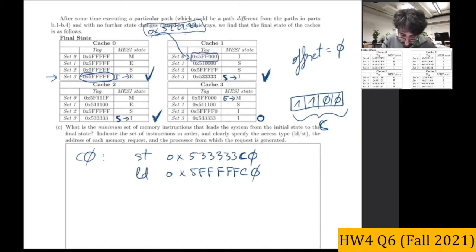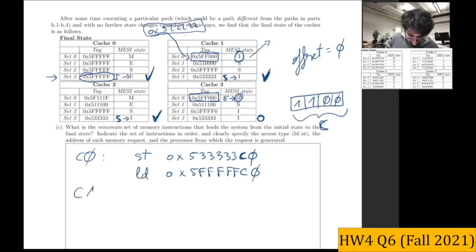And we can observe that the final tag is the same as set 0 in cache 3. But the difference is that the final state in cache 1 is invalid and the final state in cache 3 is modified. So basically, we need to load the line in cache 1 first so we can invalidate it from cache 3. So let's do that.